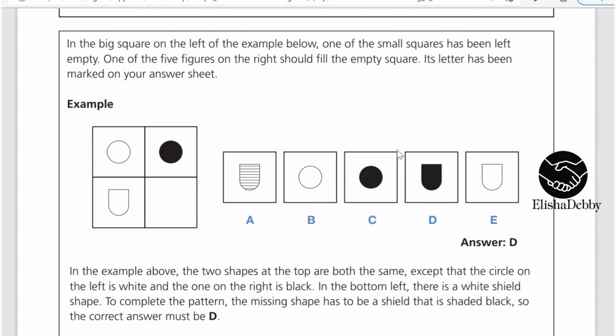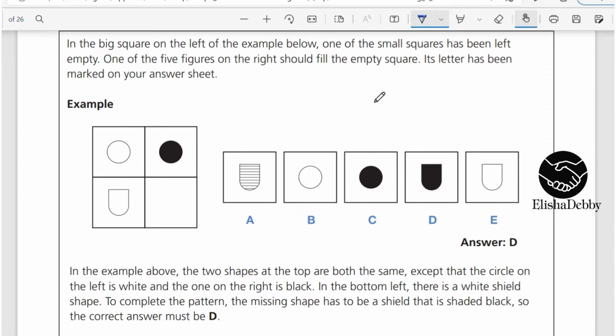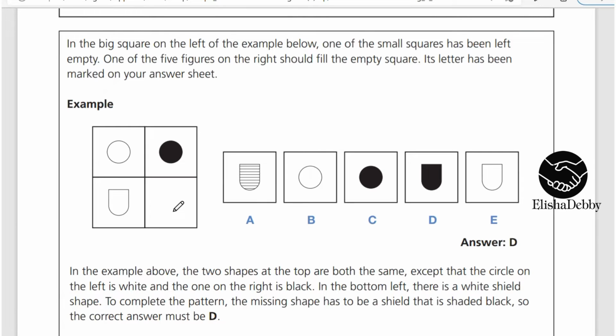This is another kind of non-verbal reasoning question you might have. In the big square on the left of the example below, one of the small squares has been left empty. One of the 5 squares on this side, on the right, should fill the empty square. Its letter has been marked on your answer sheet.